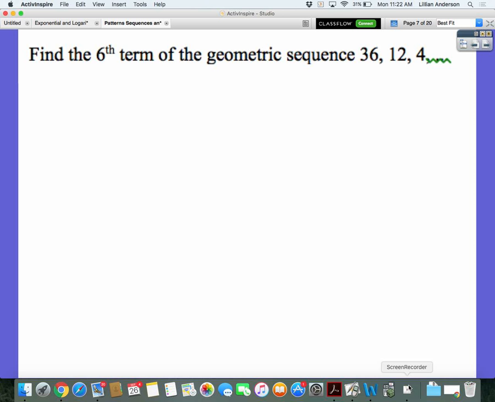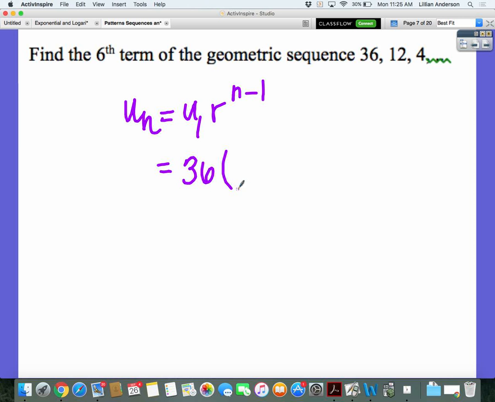Alright. Find the 6th term of the geometric sequence. Remember the formula is u sub 1 times r to the n minus 1. U sub 1 represents what? First term. N represents your number of terms. So what is r? 1/3. Your ratio. It's the number that you multiply each time, and it's 1/3.